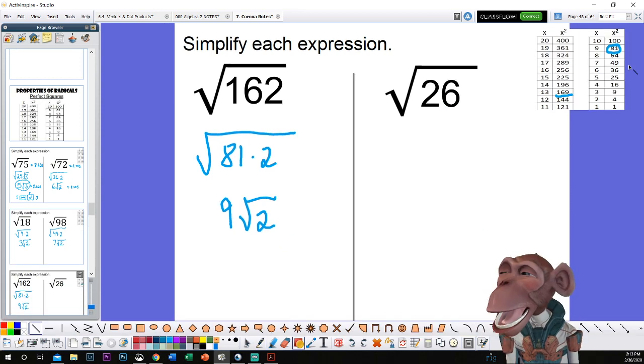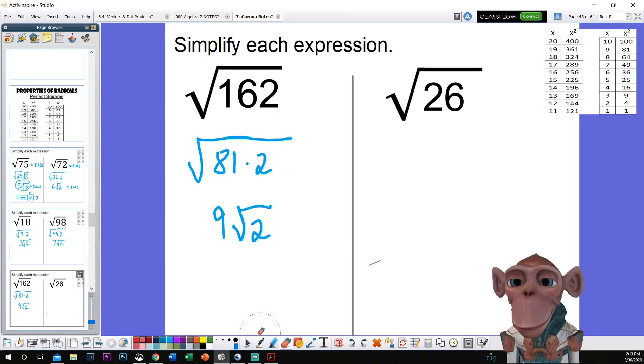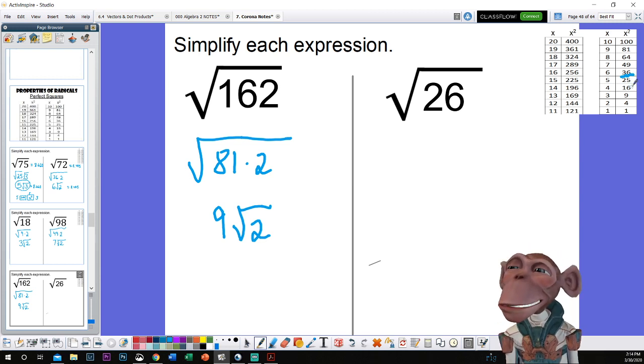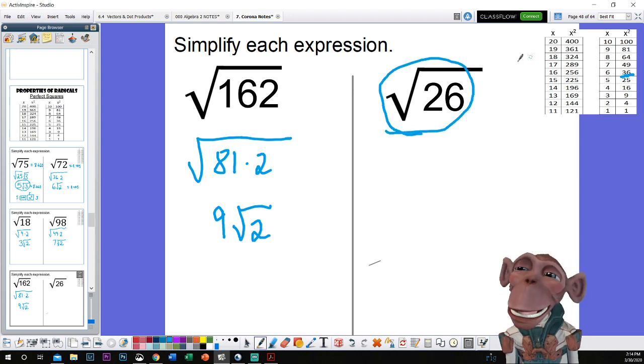Now, on we move to 26. Let me erase my board and start over here. 26 is just above the 25. I tried dividing by 25. That does not work. By 16, no. 9, no. 4, no. 1, only 1 works, but that doesn't really help me. So that means it's entirely simplified already. If you cannot divide your number by any of these numbers here, then it's already simplified.